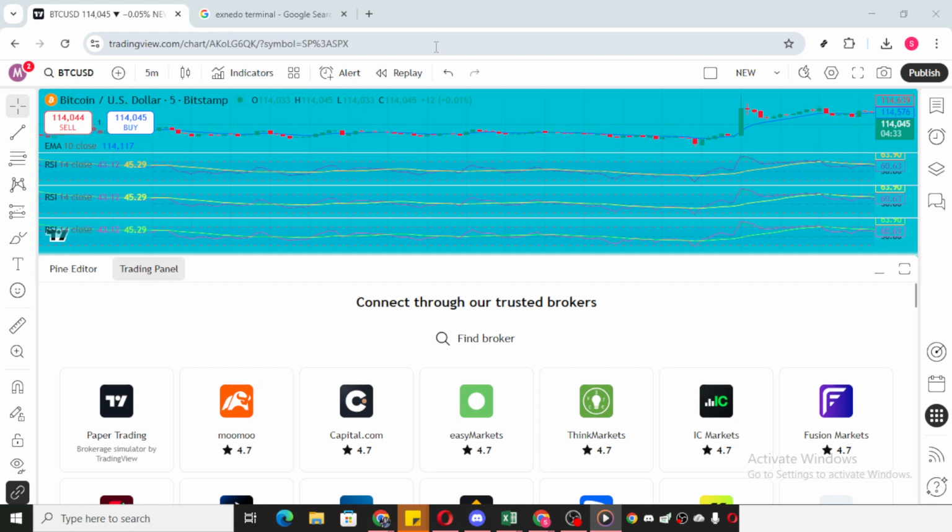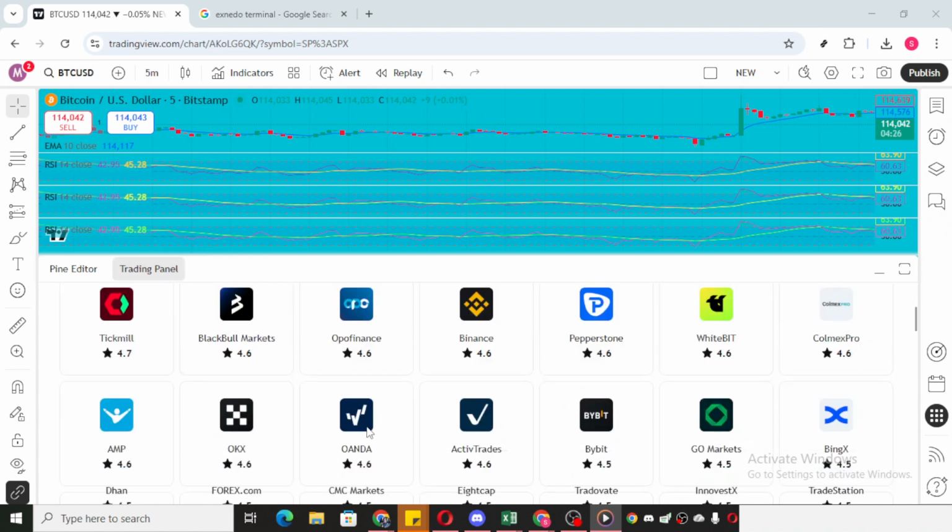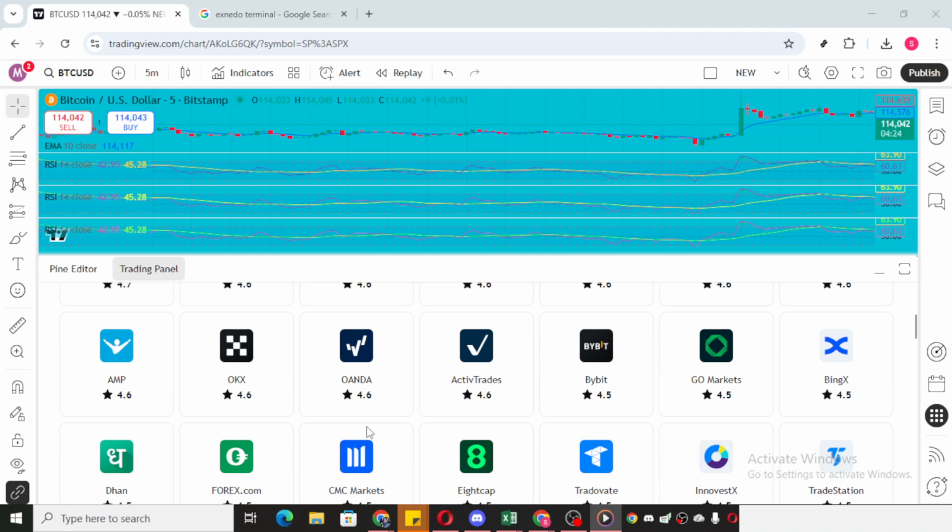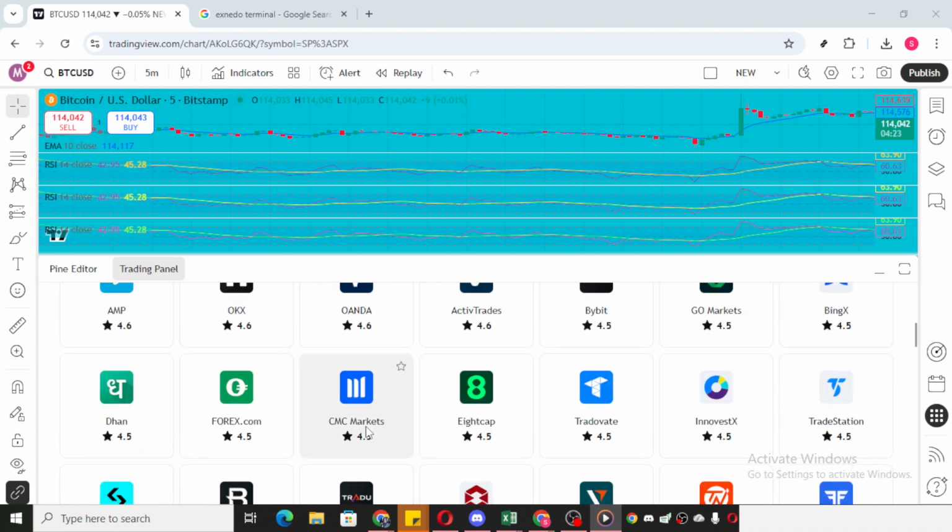Once you're logged in and ready to explore, navigate to the trading panel. This is the section where you'll find various brokers listed, ready to be connected for real-time trading. It's quite convenient as it integrates a multitude of brokerages, providing a seamless experience for executing trades and analyzing data without needing to juggle multiple platforms.